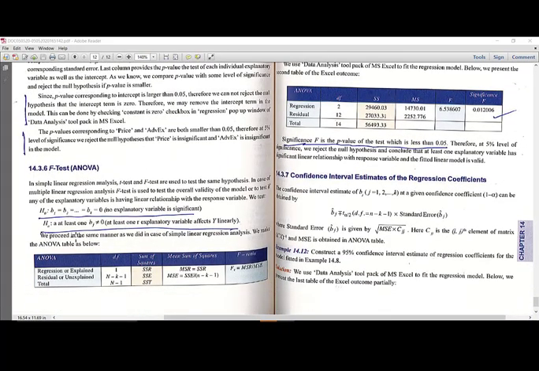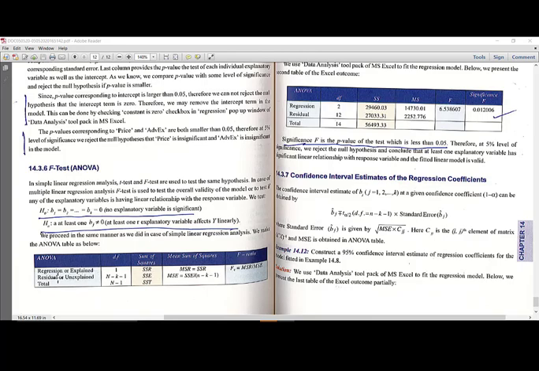Now coming to the F test. Here also we make this hypothesis: the null hypothesis b1 equal to b2 equal to etcetera bk is equal to 0, that is, no explanatory variable is significant, and the alternative hypothesis is that at least one bj is not equal to 0. That means at least one explanatory variable affects y linearly. And we proceed in the same manner as we did in the case of simple linear regression analysis.